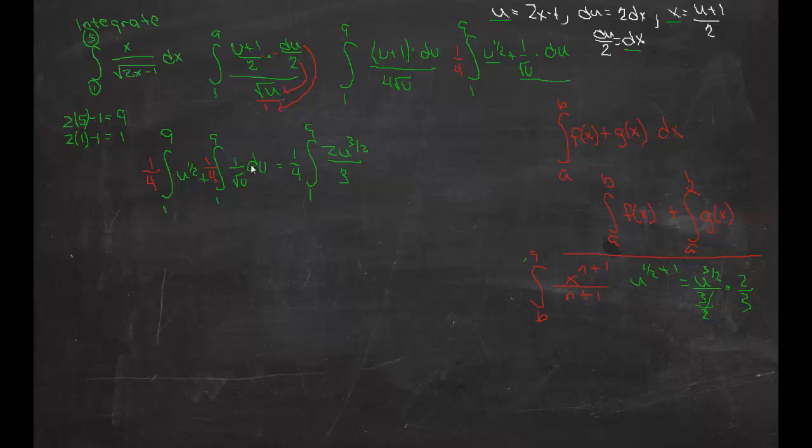And we also have to do the same thing to this. So we've got 1/4. And of course, this has been plus, but we have our integral here. And the same thing is going to happen to our 1 over square root of u. The square root of u, as you all may know, is the same thing as saying u to the 1/2.